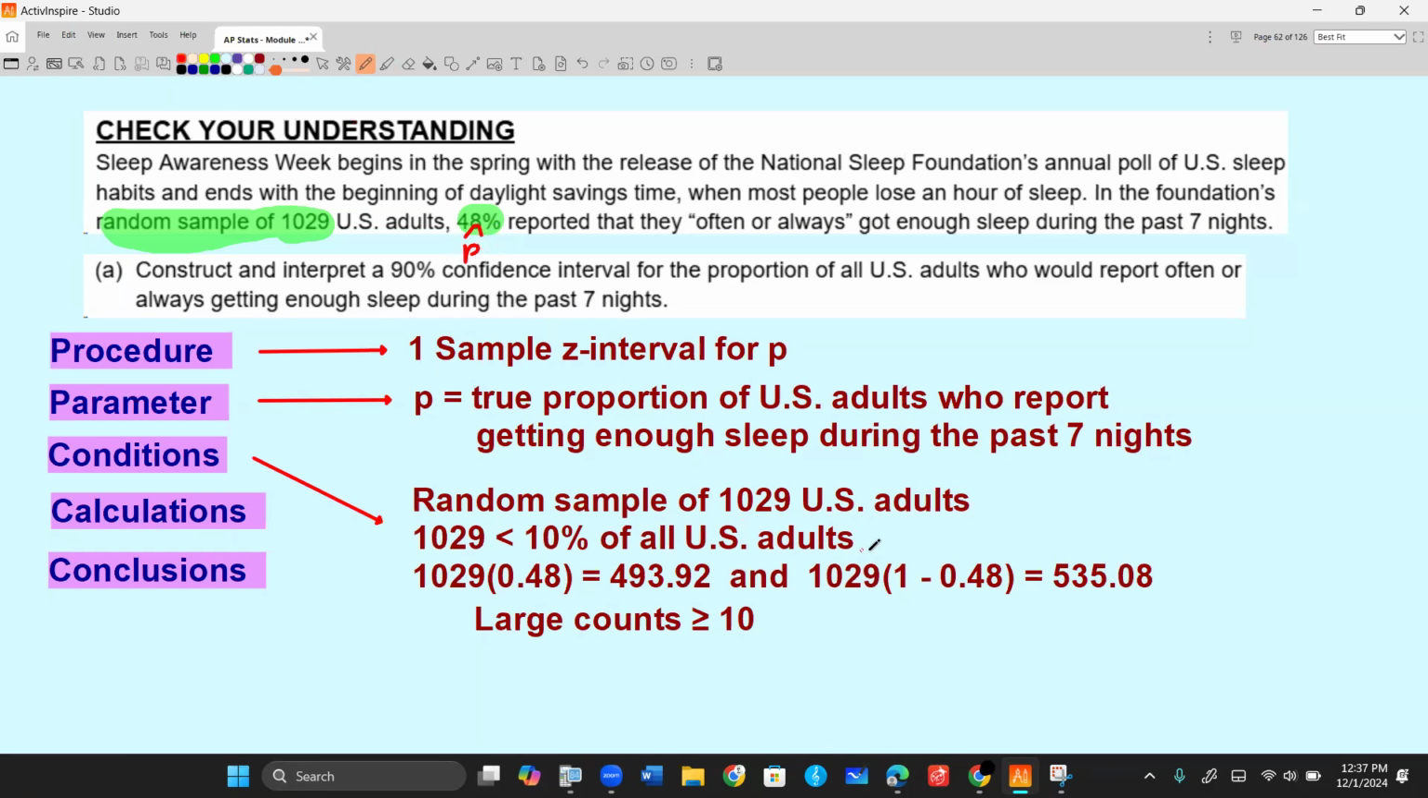Since we're trying to calculate that, remember we do n times p hat, and n times 1 minus p hat. So we actually have to do 1,029 times 0.48 and 1,029 times 1 minus 0.48. Don't worry about rounding those. You can round up or down if you want, but we just want to make sure that those are at least 10, which they are. So we've checked all 3 of these. We've met our conditions. And the last 2 steps are the calculations and the conclusion.